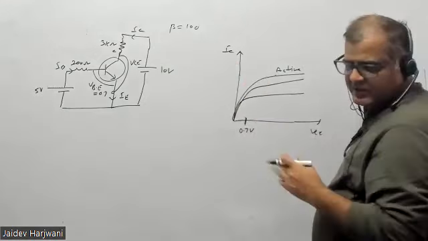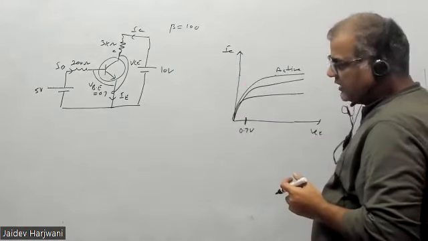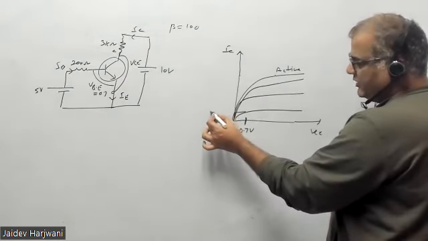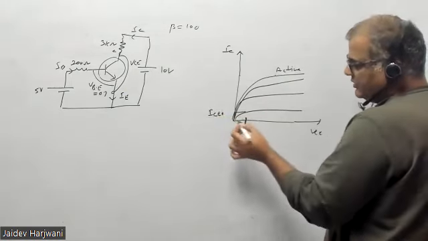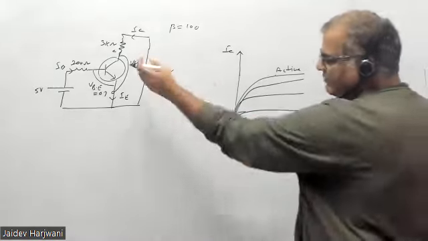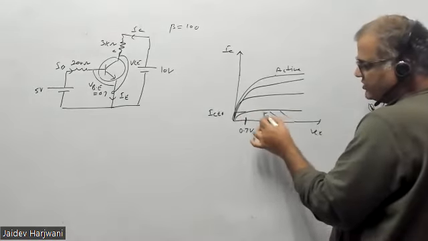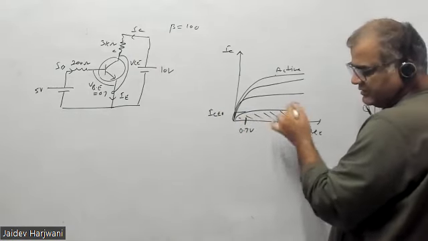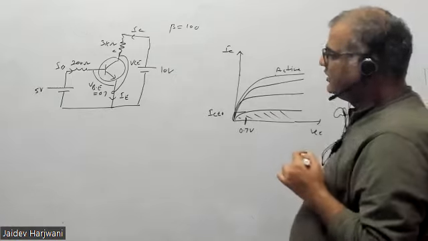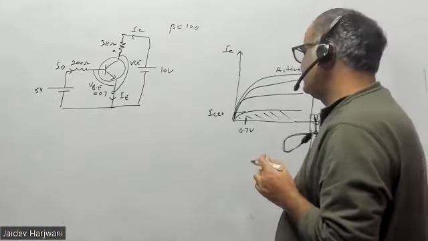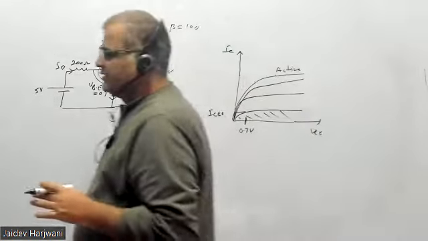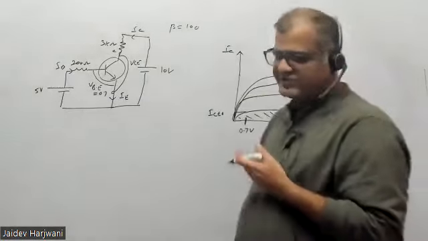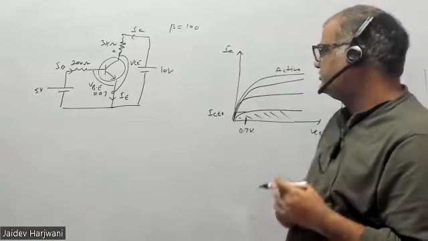IC value should be greater than ICEO. Okay, that means if your IC is only equal to your ICEO, at that time you can confirm that IB is 0 and the operation region will be, even though VCE is positive, somewhere here. That is the cutoff region. Okay, those things you have to take care of. Now there is a very simple method to find whether your operation region is active or cutoff or saturation.